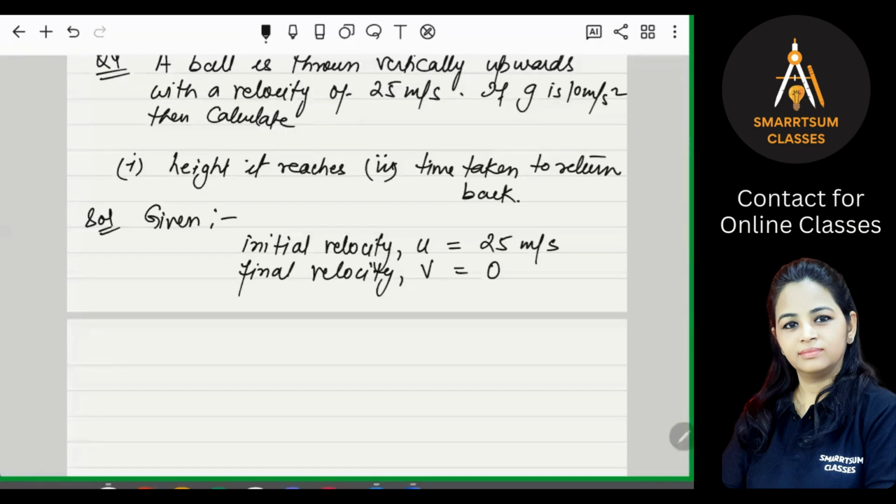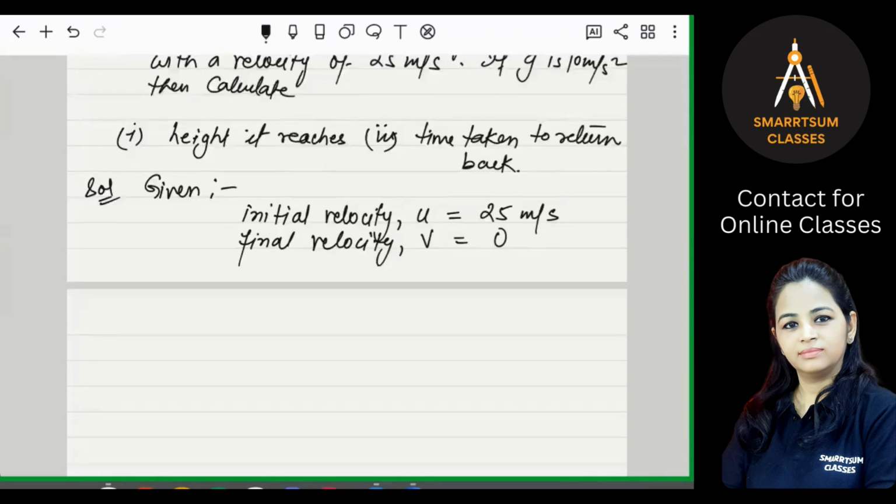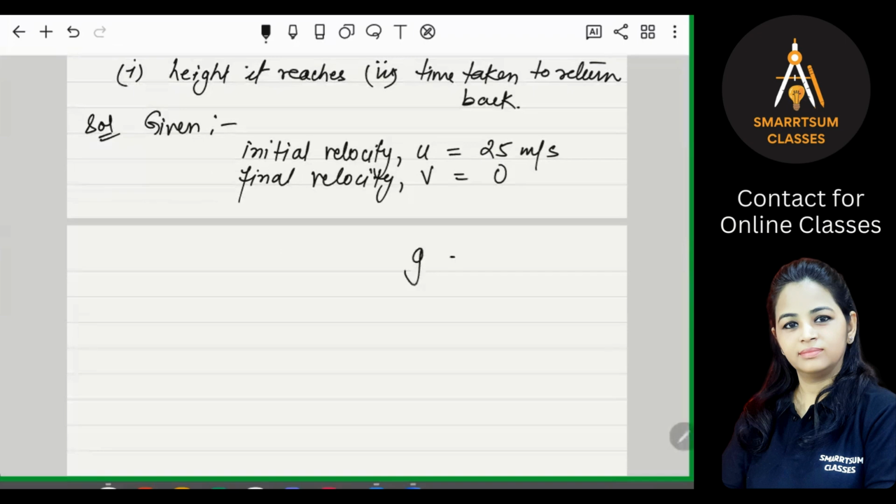V, the final velocity, is 0 meter per second. Now, since the body is thrown upwards, at the highest point velocity will be 0 and acceleration due to gravity will be taken as negative. Is that clear? So g will be taken as minus 10 meter per second square.